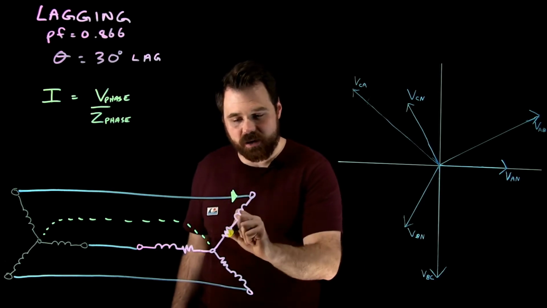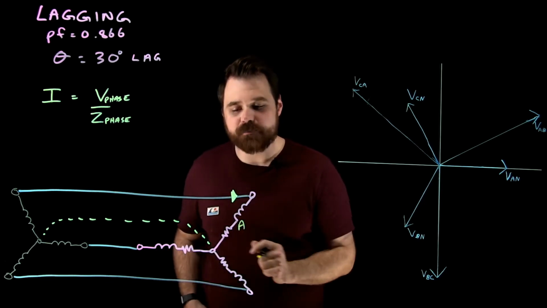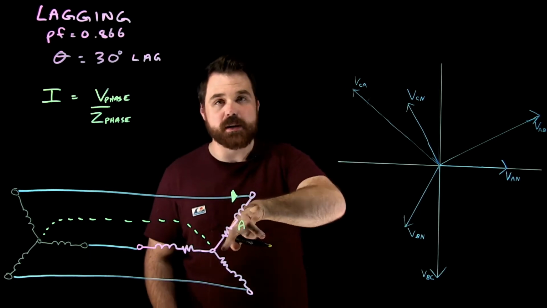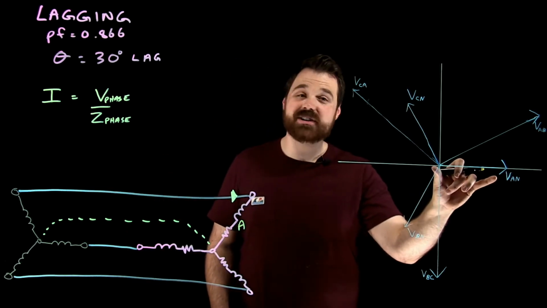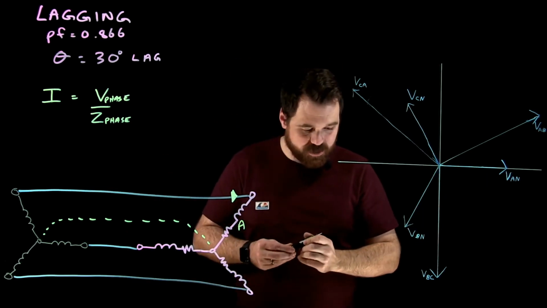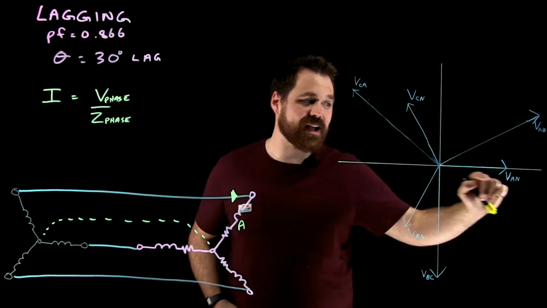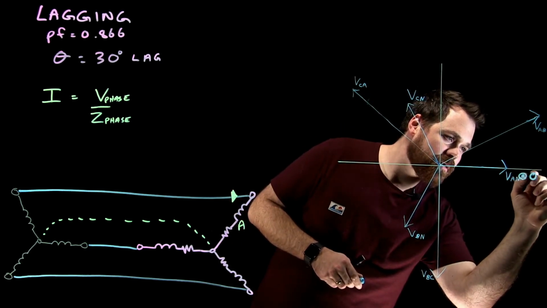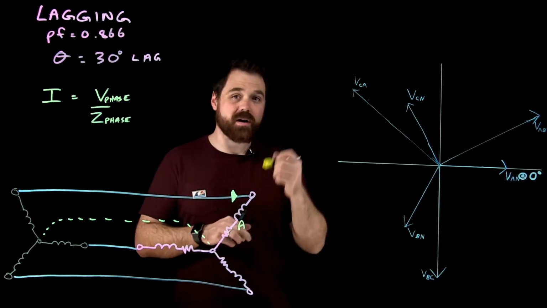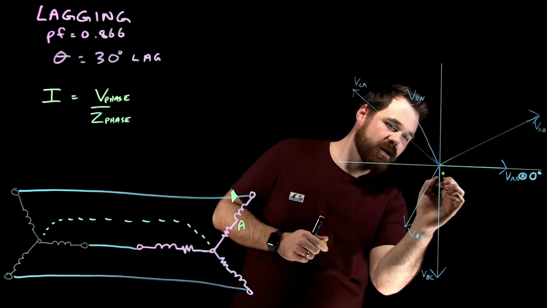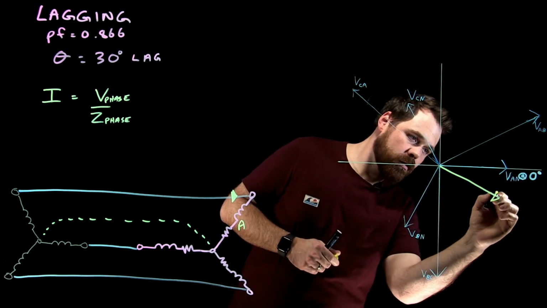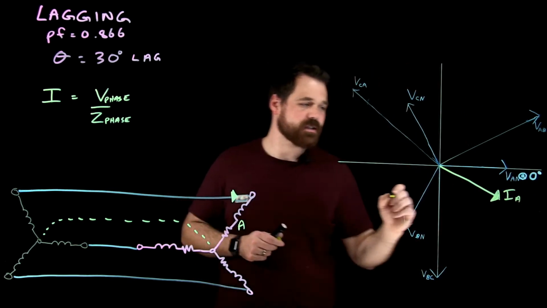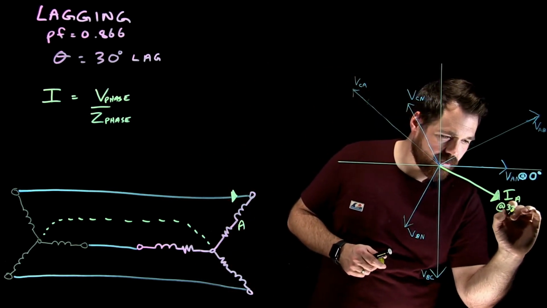So talking about phase A, let's pretend this one here is phase A. My current flowing through it is going to be lagging the voltage across it by 30 degrees. So if my voltage of A to N is at 0 degrees, we know that our current is lagging that by 30 degrees. So IA is going to be down here, lagging by 30 degrees, which is going to put it at 330 degrees.